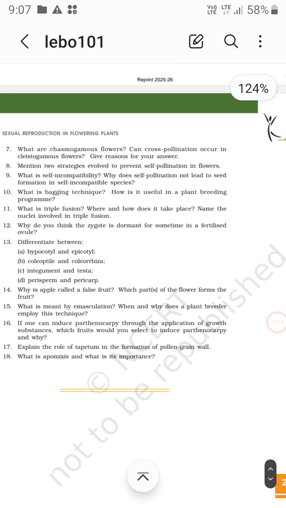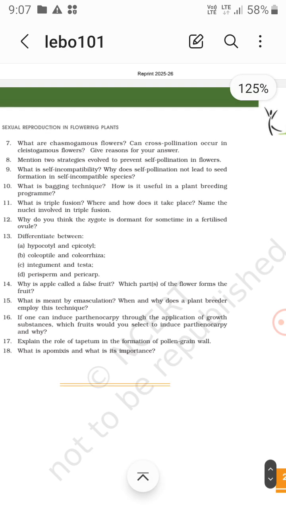Can cross pollination occur in cleistogamous flowers? Give reason for your answer. What are chasmogamous flowers? Can cross pollination occur in cleistogamous flowers? Chasmogamous flowers are the open flowers, and cleistogamous flowers are like the closed flowers, right? Give reasons for your answers.